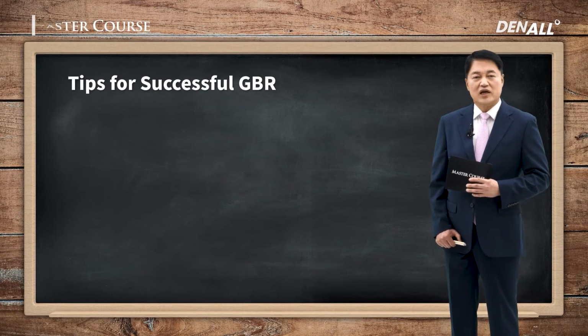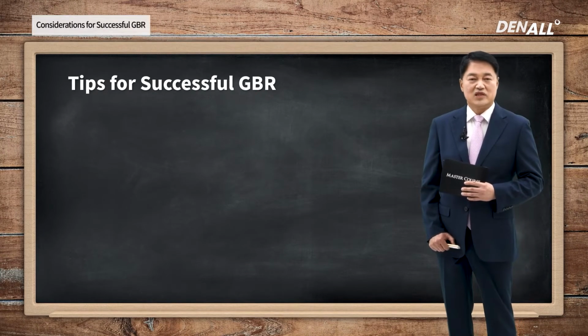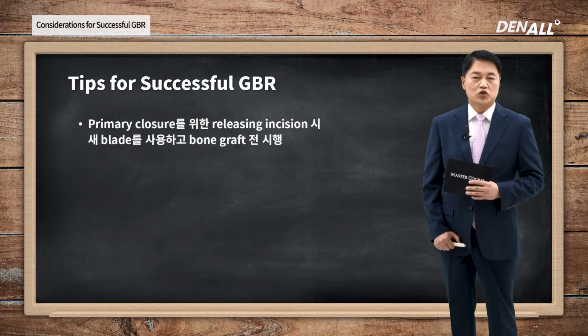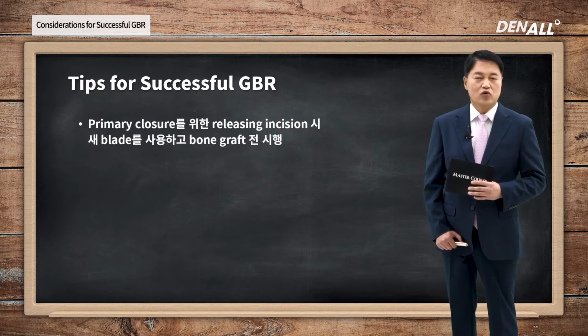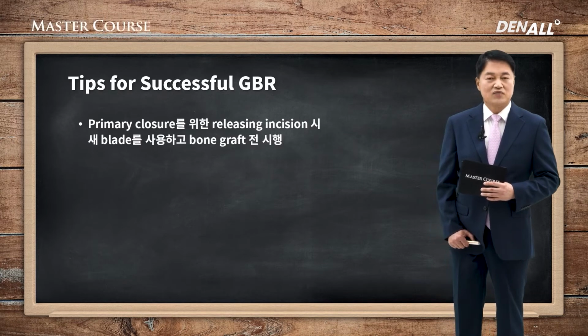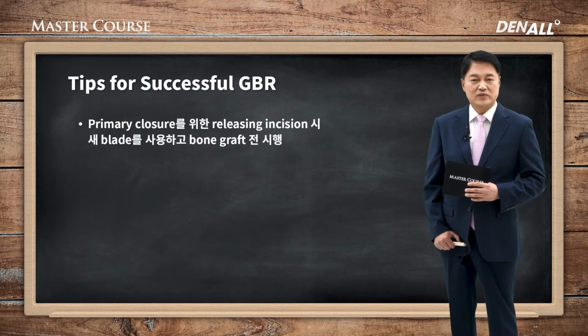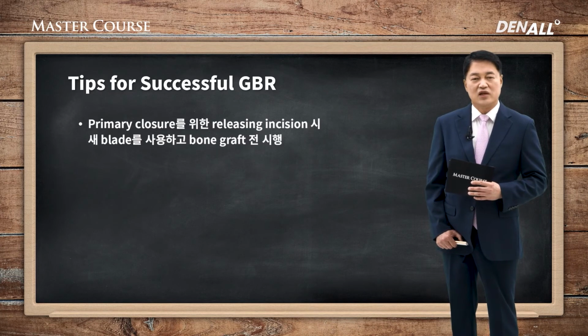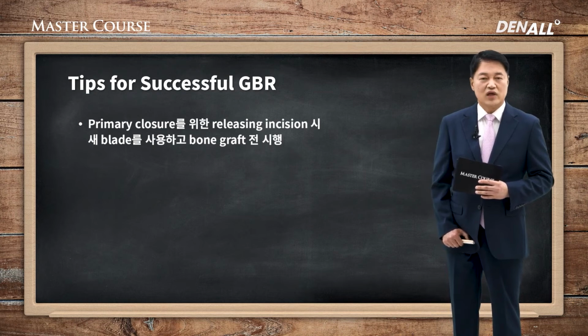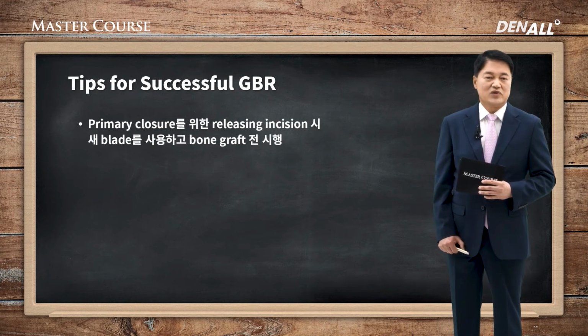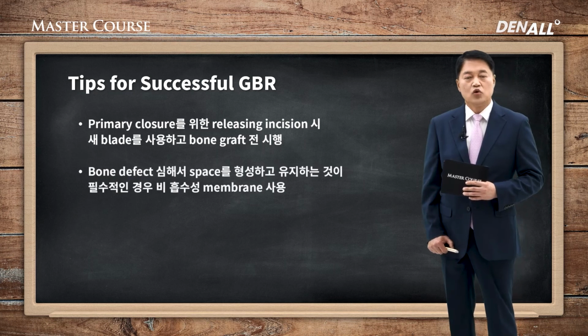Let me tell you a couple of tips for successful GBR. When you do releasing incision for primary closure, you need to use a new blade, and do it before bone graft. If you do it after, the bleeding can get excessive and the bone graft material can get all over the place. So before that, you need to do releasing incision for primary closure.